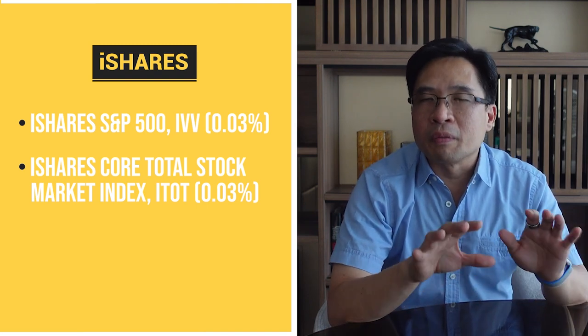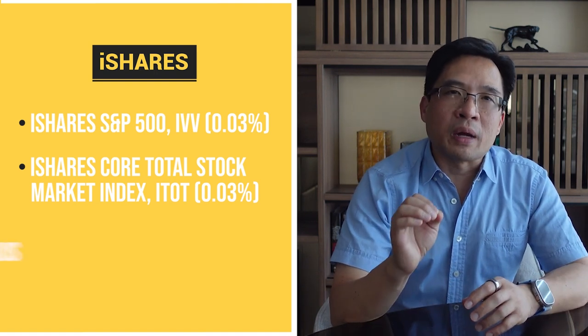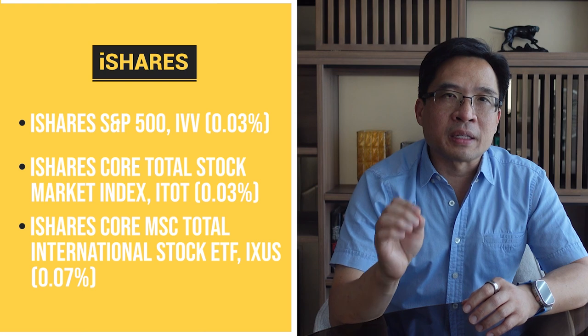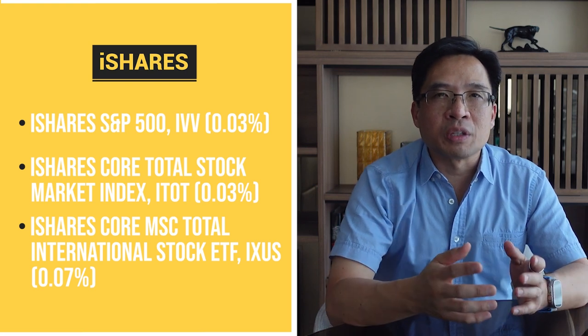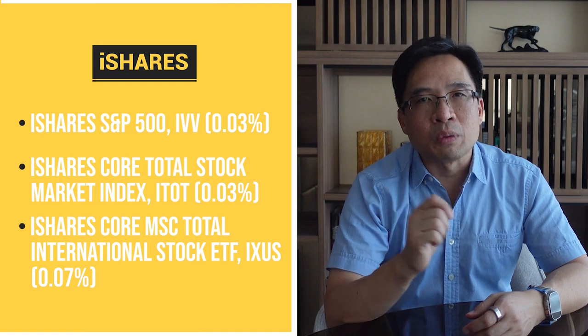Practically all are very competitive and they're around the same price. And also, iShares Core MSCI Total International ETF, ticker symbol IXUS, with an expense ratio of 0.07%.